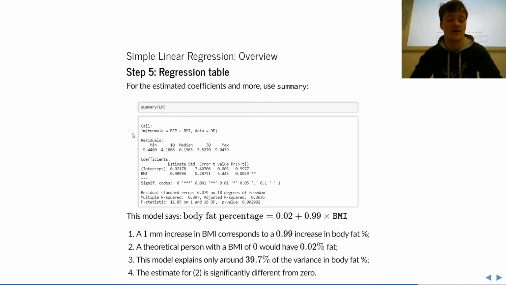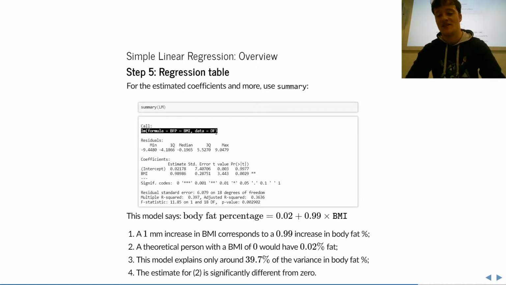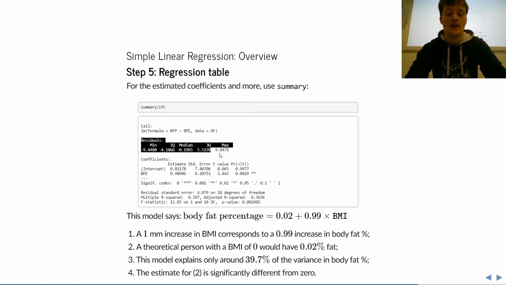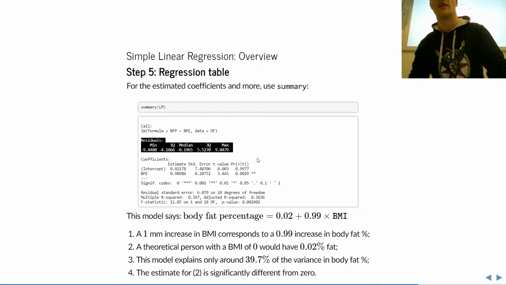So first, it says back to me what I did. You very rarely need this unless you're fitting a lot of linear regressions. You want to be like, wait, which one am I looking at? Then it's useful, otherwise not really. Then we see the residuals. We see the minimum value, the maximum value, and the first 25, 50, and 75% of your data. This can be used approximately to assess normality.